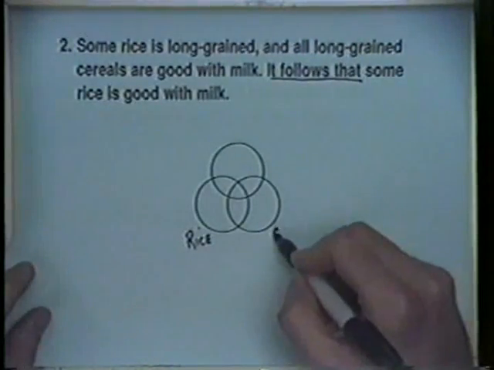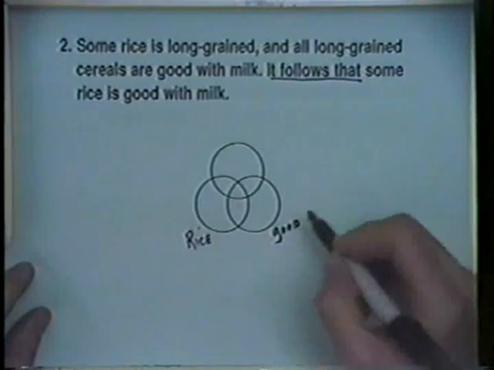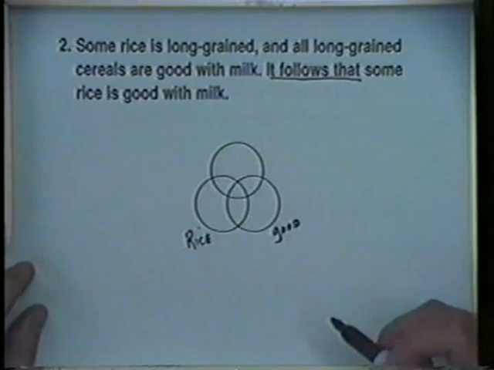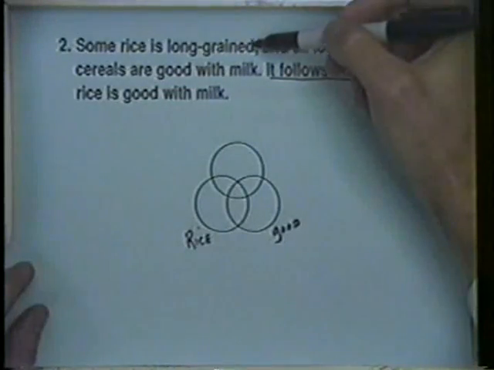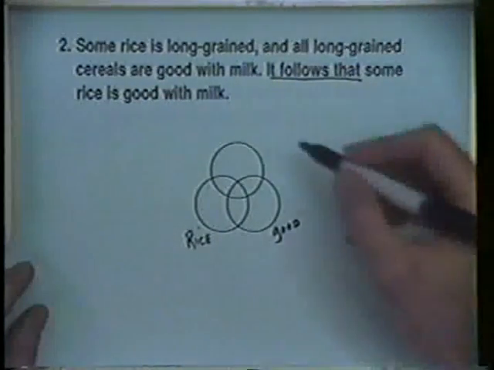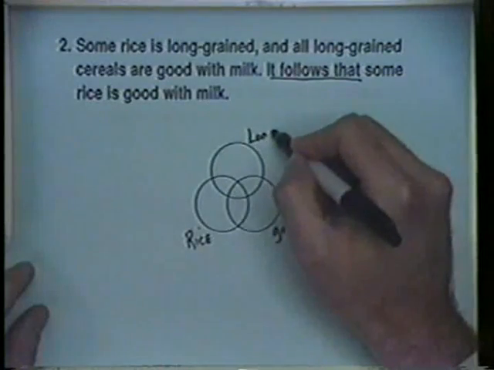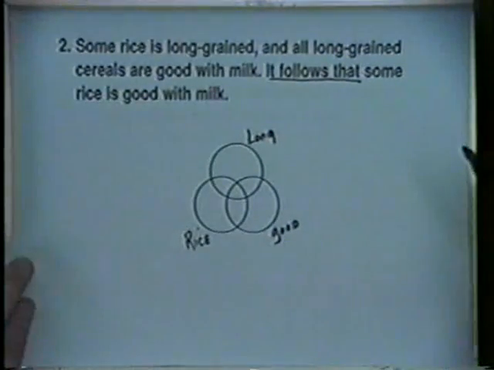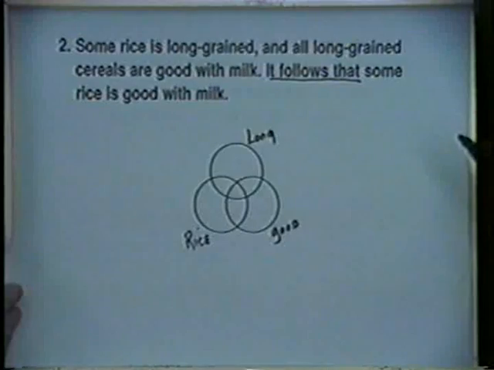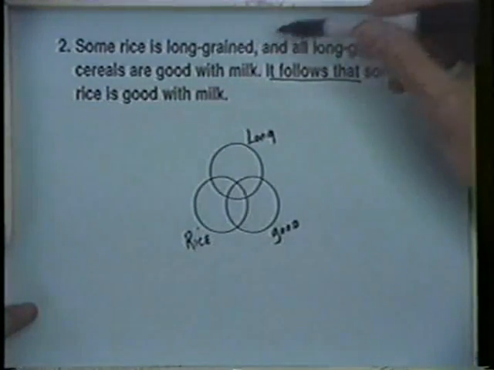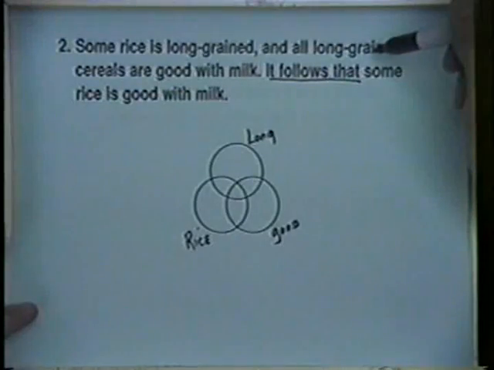We know good with milk, things that are good with milk, is the major term. That means the middle term must be what's left over, long-grain rice. So we're just using these short words here to indicate or identify each of the circles. Now we have to graph both of the premises.